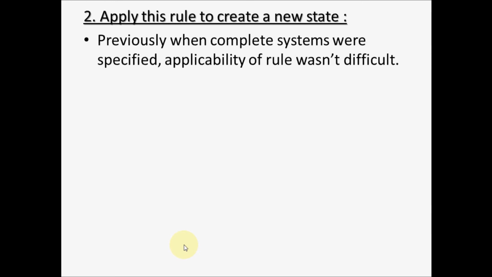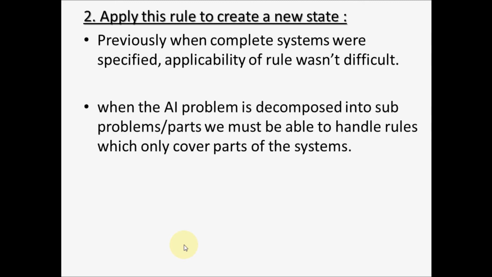The second component of the planning: apply this rule to create a new state. Now, in the previous problems that we discussed before the planning chapter, when complete systems were specified, applicability of a rule wasn't very difficult, right? Because everything was observable, kind of. But now, since you have split the big problem into sub problems, the task is now difficult. When an AI problem is decomposed into sub-problems or parts, we must be able to handle rules which only cover parts of the systems.